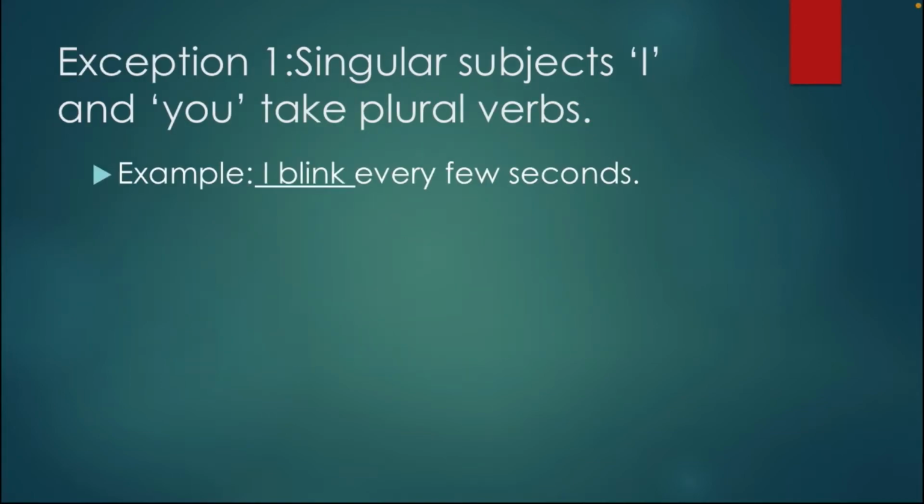Now for exception 1. Singular subjects I and you take plural verbs. For example, I blink every few seconds. So I blink. Another example is you eat frequently. That's why you are obese. So the subject is you and the verb is eat.